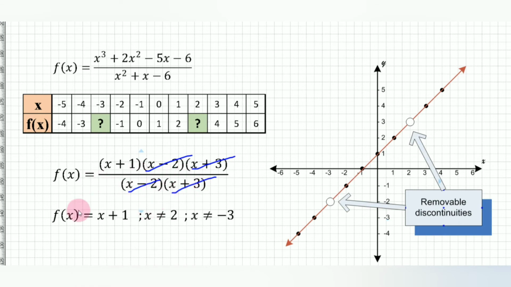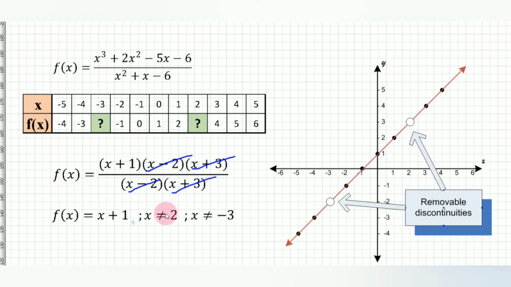Because, of course, we are not graphing this equation, we are graphing this equation. Therefore, we cannot include x equals 2 and x equals negative 3 in our domain, right? So we cannot include them on our graph. So we have to represent them with an open circle. This is called removable discontinuities.